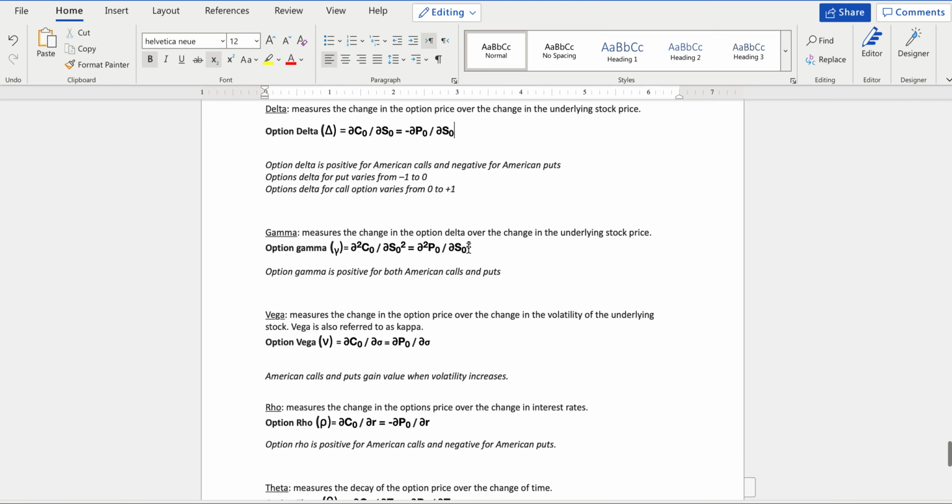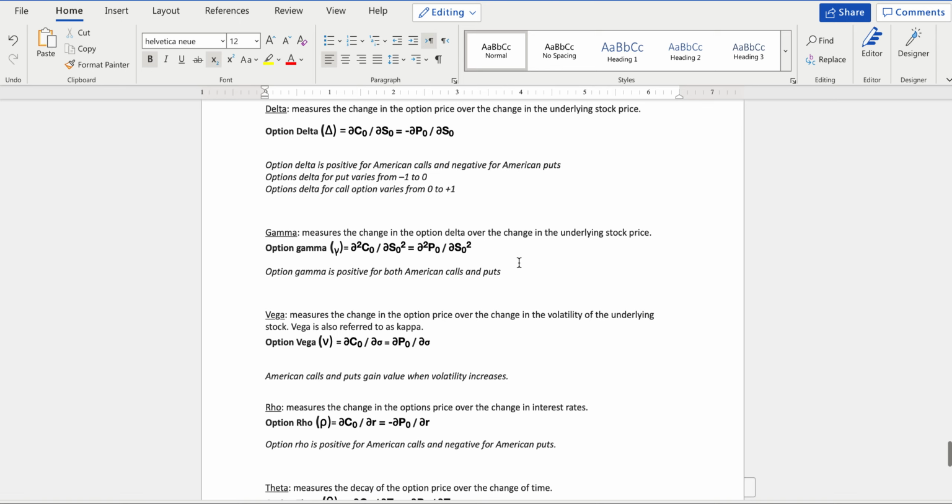Do not fret when you see the 2 here, 2 here, 2 here, and 2 here. All it's saying is that it's reminding you that the gamma is a second order Greek, meaning that it's the change in another change.